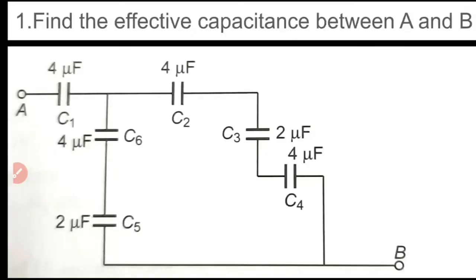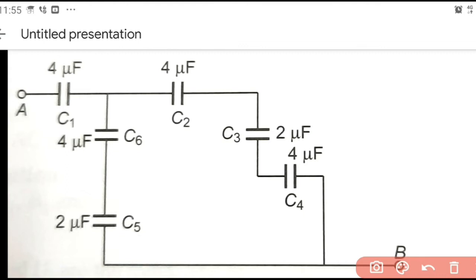So the first question is to find the effective capacitance between A and B. The diagram looks complex, but it is actually very simple. Between A and B, how many capacitors do we have? 6 capacitors. Now look at C2, C3 and C4. How are they connected? Actually, they are connected in series.